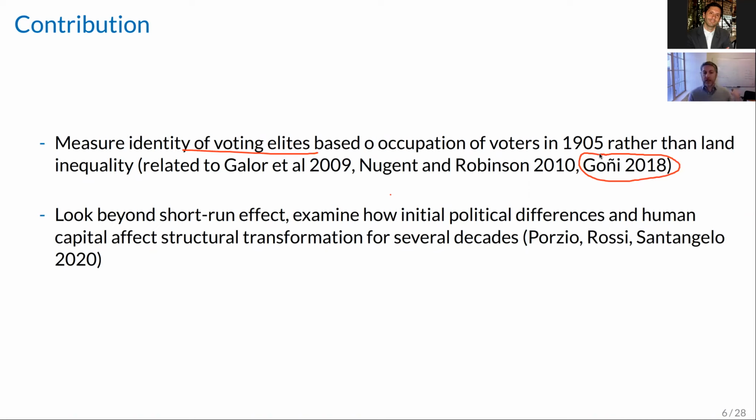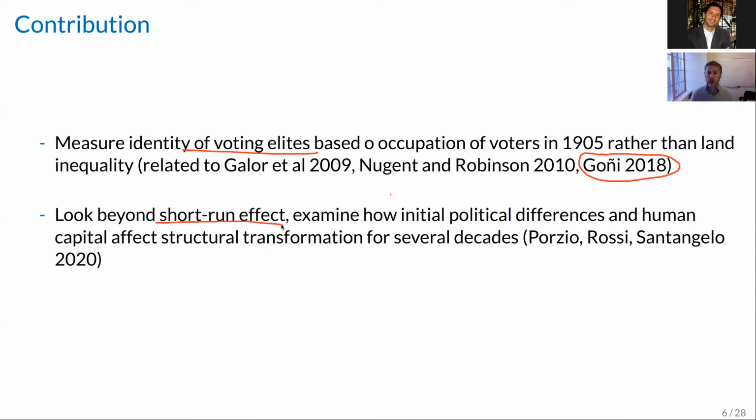He links that identity to decisions on education, but different from what we do, he only looks at short-run effects. He's only interested in understanding whether the identity of the elite at the time affected education, while we are interested in going beyond the short-run effect and really understanding whether education could have contributed to structural transformation for several decades. Okay, that's the main contribution of the paper.